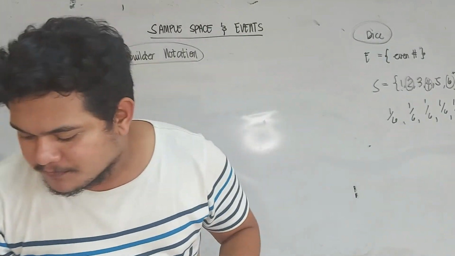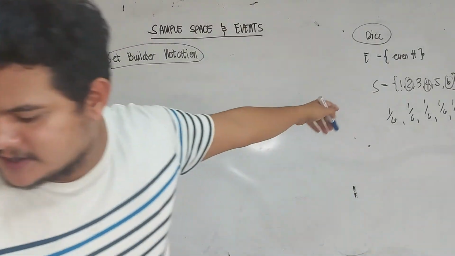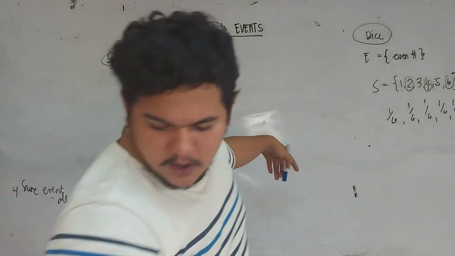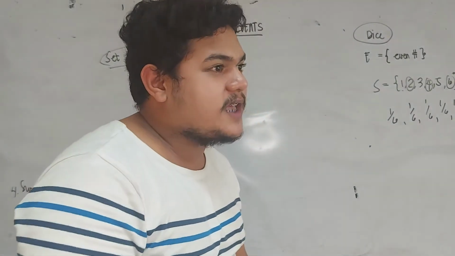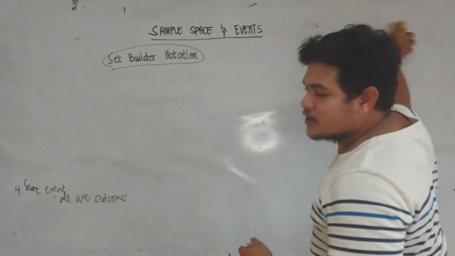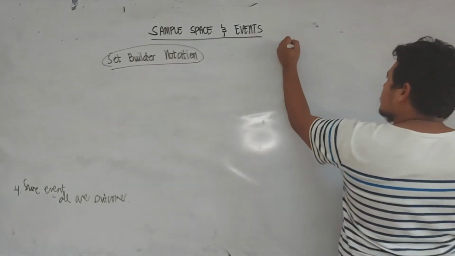Like kapag sinabing set builder notation, example, if you will toss a dice, actually die kay isa na dice siya guys. So dili siya dice. Let me change it. Kapag sinabing dice, meaning plural, pag die, isa lang. Tossing a die.